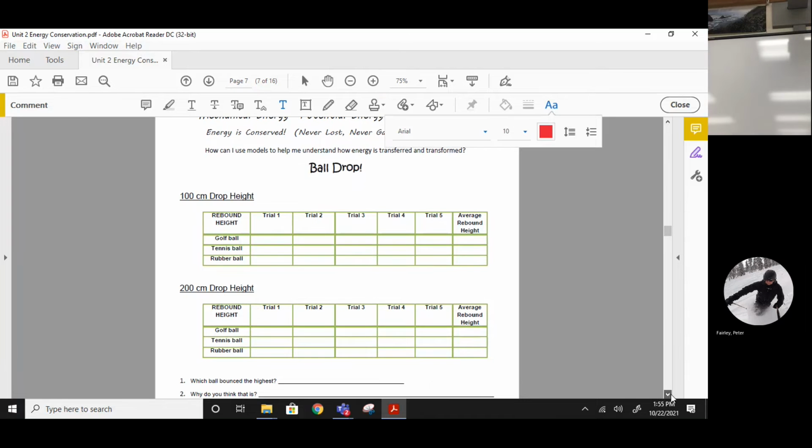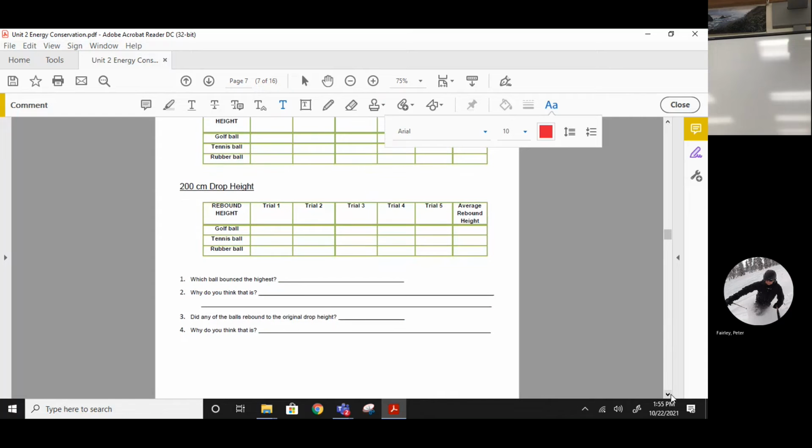After you finish all that data, you start answering these questions. Number 1, which ball bounced the highest? That should be easy to answer. Number 2, why do you think this happened? Now that should take some thought. I want you to give a nice scientific answer about why that ball bounced highest. We need to think about physics. We need to think about the characteristics of the ball.